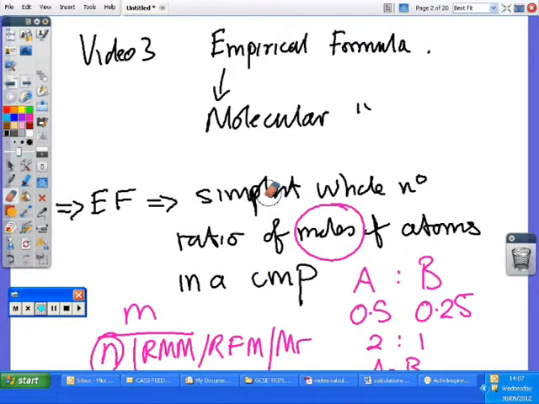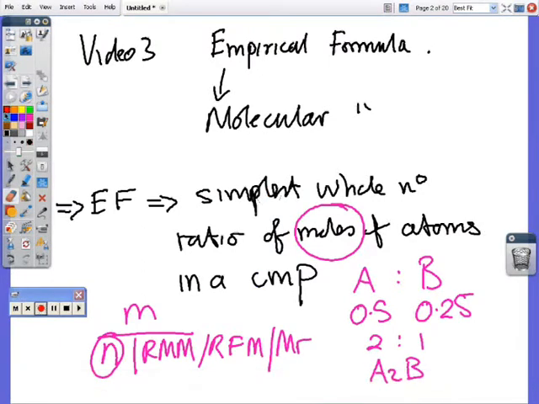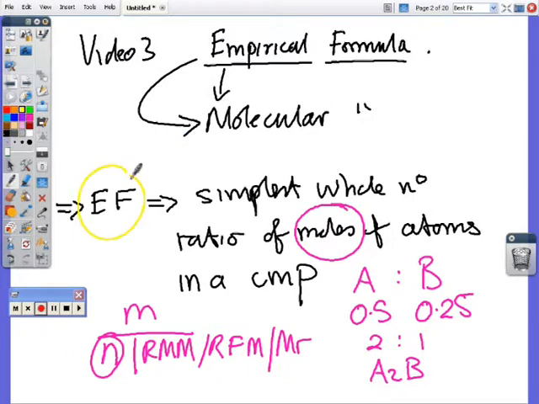Okay, so today guys what we're going to have a look at in video 3 is a new concept to you, which is the empirical formula, and later on in the video we're going to convert empirical formula into molecular formula. So firstly we need to know what exactly is EF, or empirical formula. Well, it is the simplest whole number ratio of moles of atoms or elements in a compound, CMP short for compound.